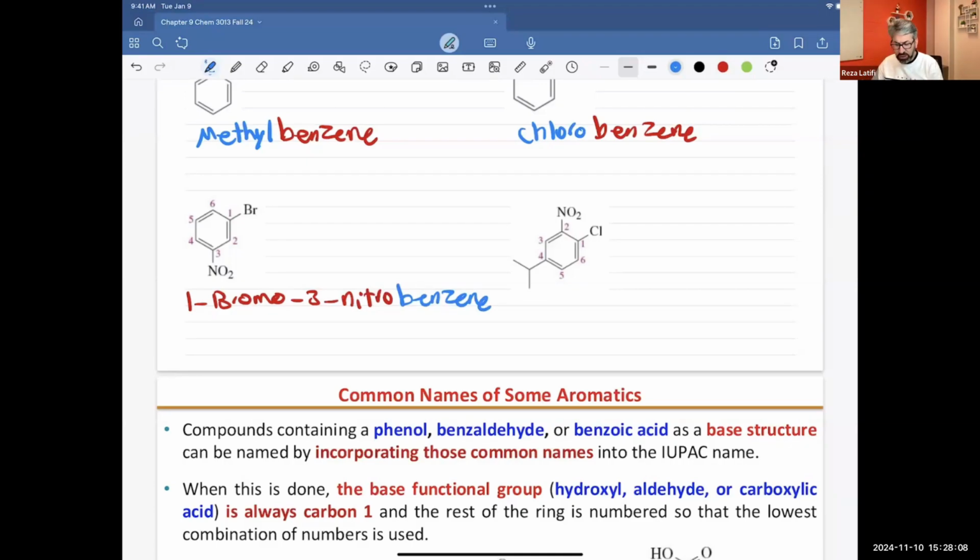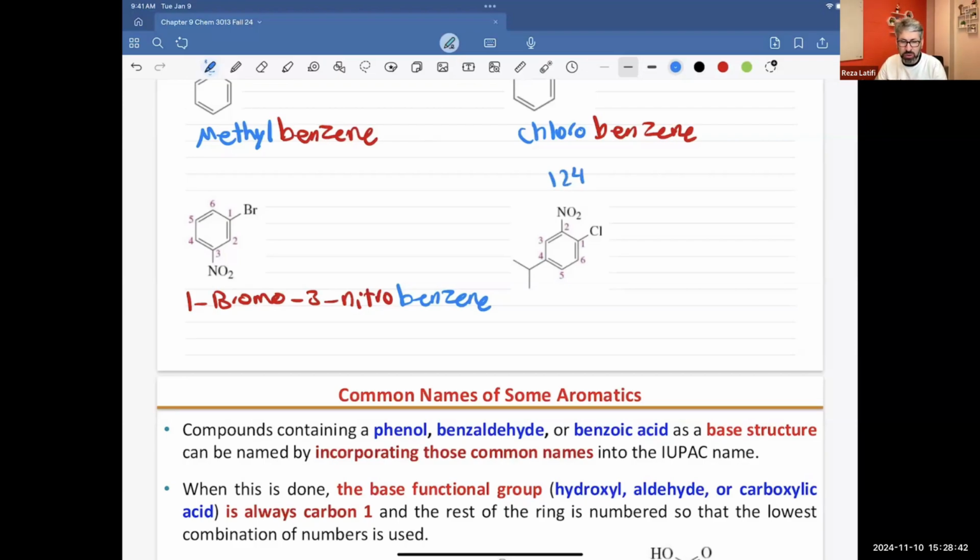Okay, next one, again, I don't have a functional group, so I can simply alphabetize them, but I have three of them. Now that I have three of them, I need to check which numbering is going to give me the smaller numbers. So try to label them in a way to get the smallest possible numbers, because we have three substituents this time. In this case, I'm going to start from chloro, and then nitro will be 2, and isopropyl will be 3, because it will give me 1, 2, 4.